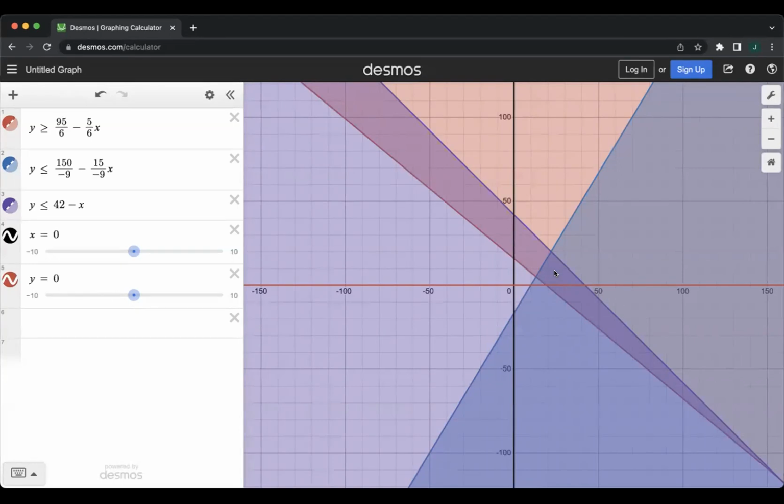This trapezoid is called the feasible region. Feasible region because it satisfies all our inequalities at once. So any x and y pair that we plug into our objective function has to come from this region, right? I can't plug any x and y from anywhere else because they wouldn't satisfy all of these inequalities.